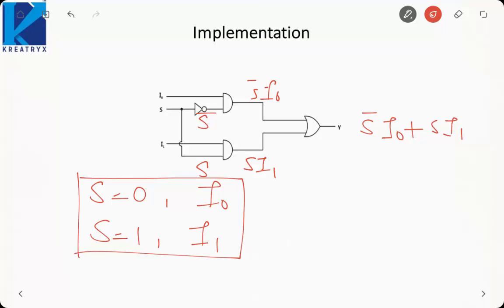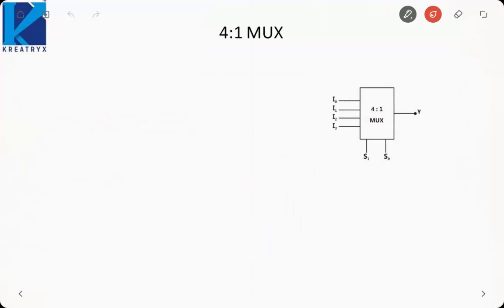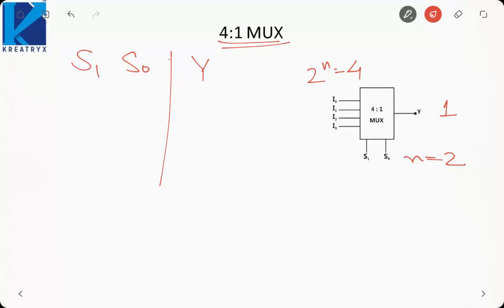But in reality, only 2 users won't be there. There will be multiple, let us say 8, 16, 32, 64. These sort of users will be there. So we need to build a higher order multiplexer. Let us move on to the next higher order, that is called the 4:1 mux. Here we have 2 select lines, so 2 raised to the power n is equal to 4 data lines and 1 output. So here 2 select lines S1 and S0, then output y.